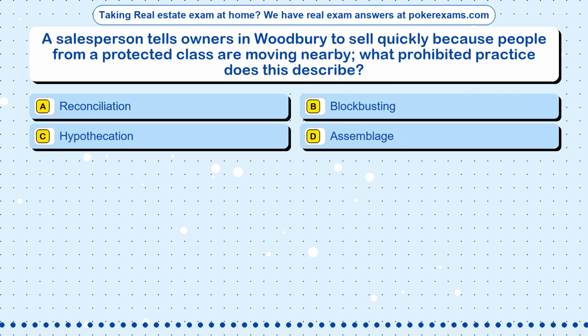Question 98. A salesperson tells owners in Woodbury to sell quickly because people from a protected class are moving nearby. What prohibited practice does this describe? Option A, reconciliation. Option B, blockbusting. Option C, hypothecation. Option D, assemblage.